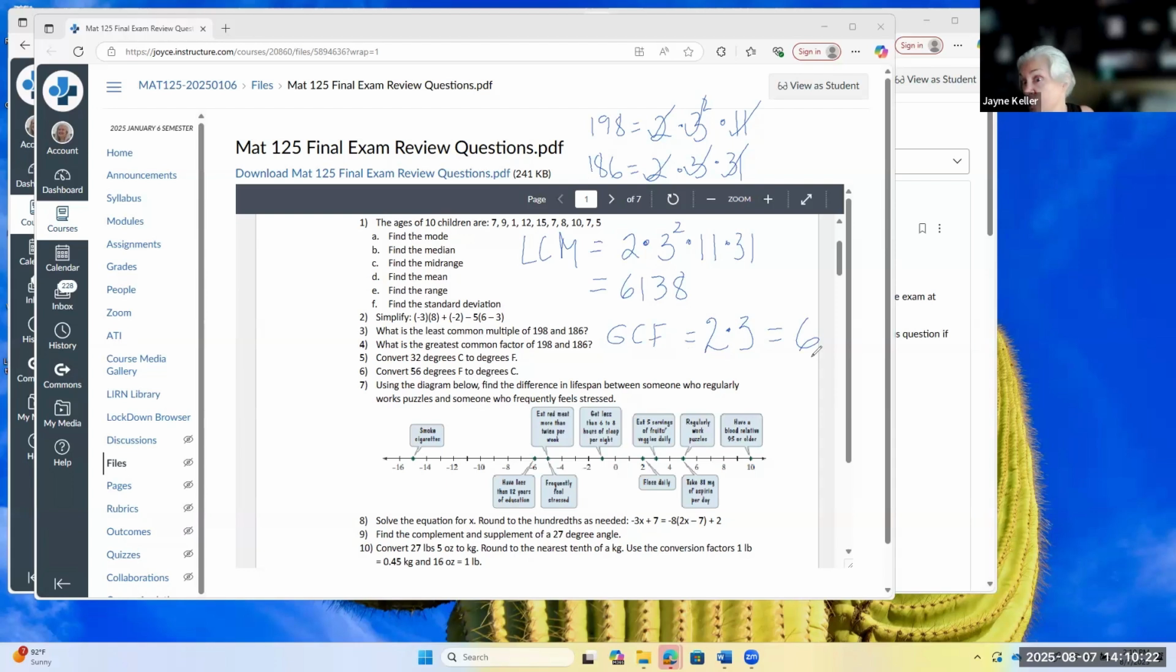And again, I can check that. I can divide 198 by 6 and 186 by 6, and I should get a whole number for both of those. What sometimes people confuse is that this one is the least common multiple, and this one is the greatest common factor. People confuse them because this one's the bigger number of the two, right? But it is the least common multiple because of all the multiples of 198 and 186, this is the smallest one.